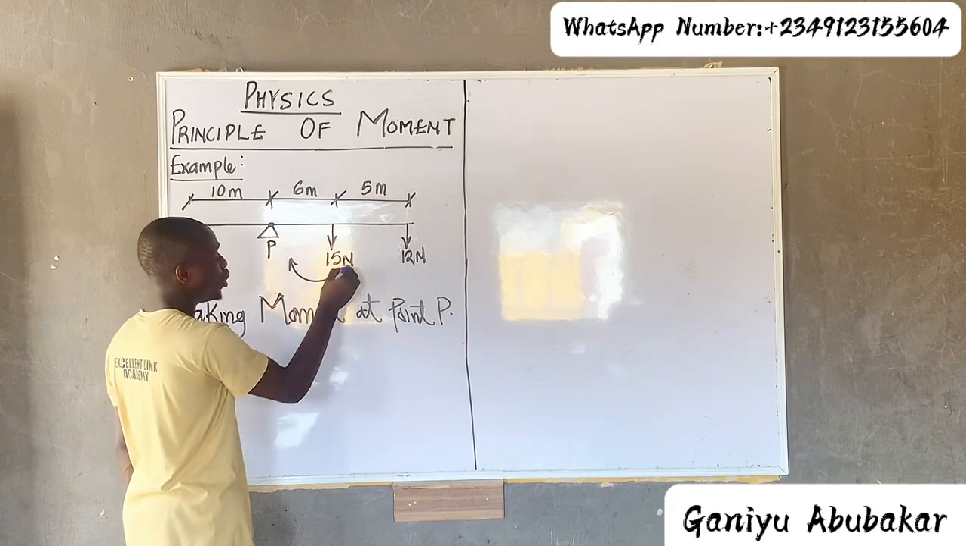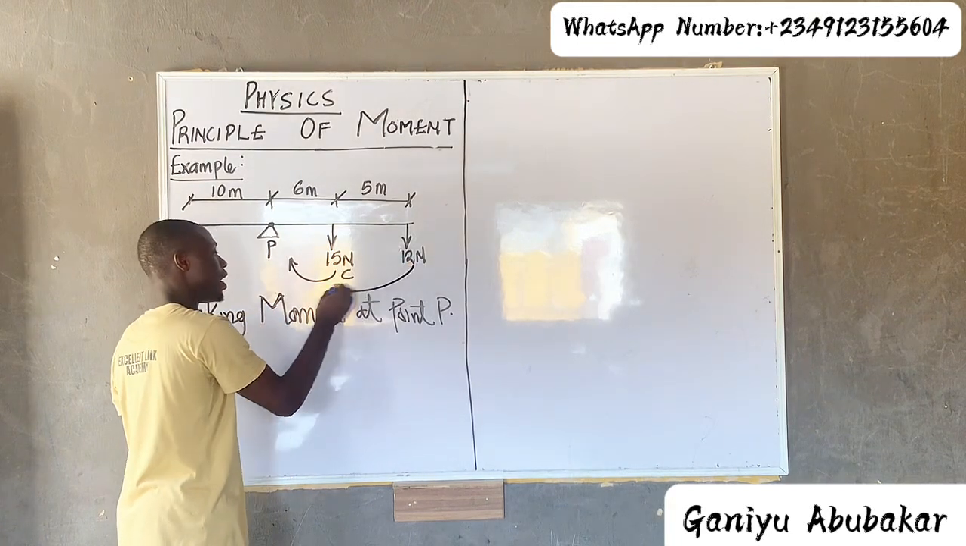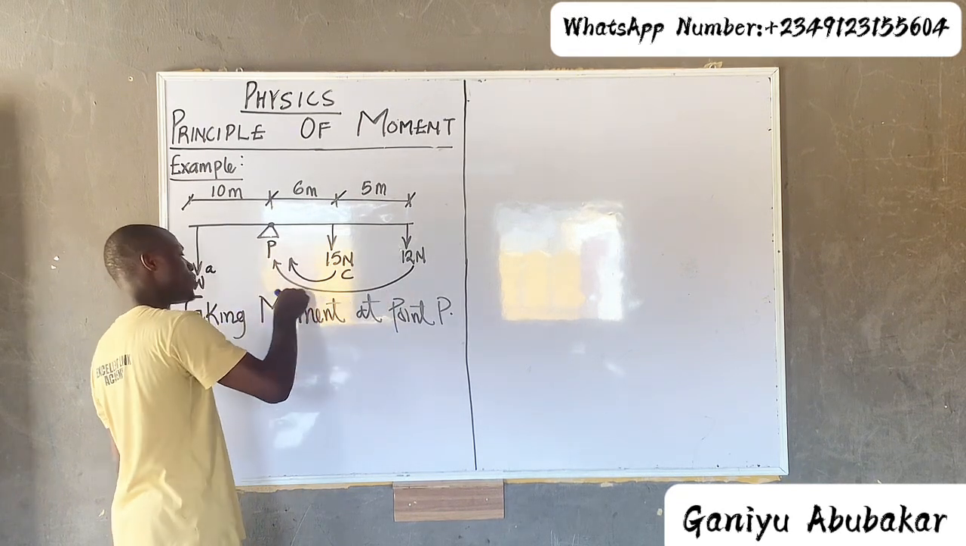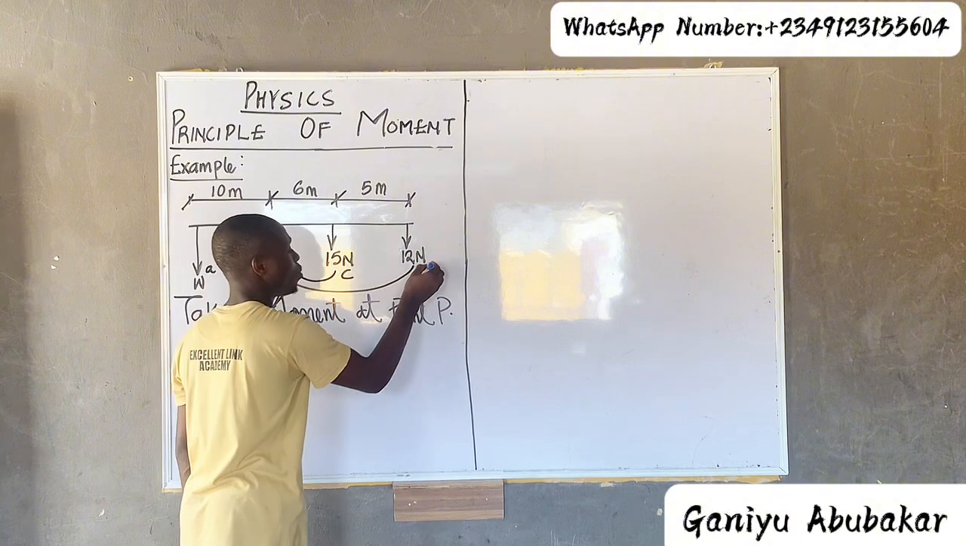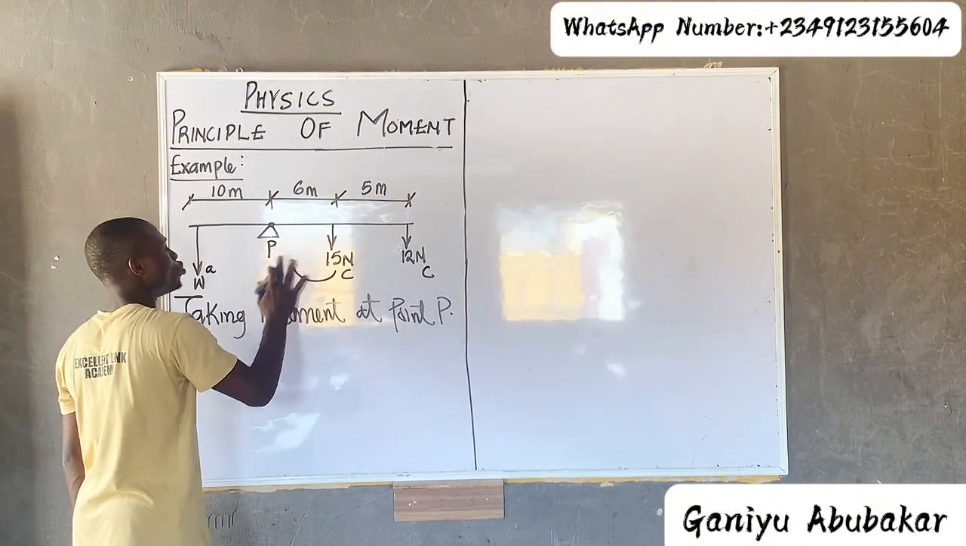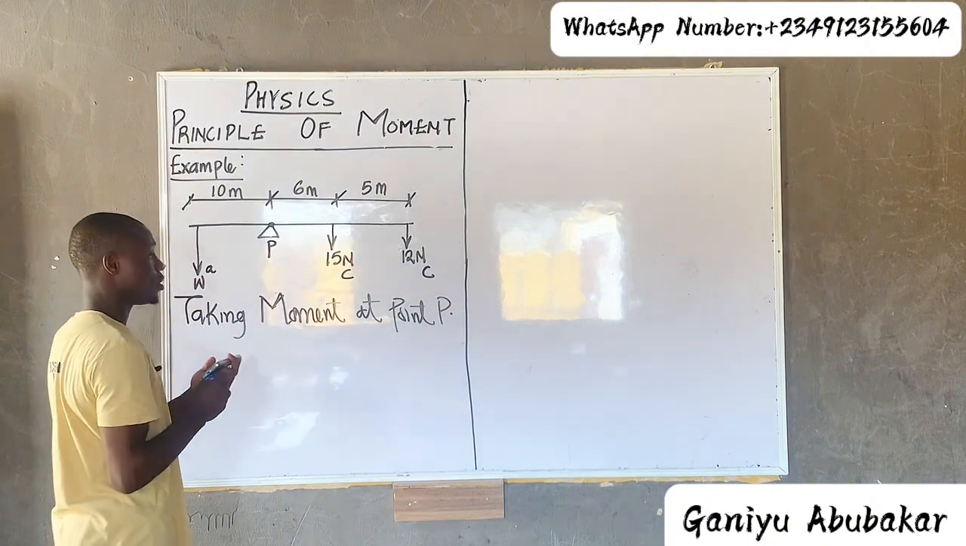Of course, clockwise. Let me call it C. This one too moves in a similar manner to point P this way. Let me call it C. So I've gotten the direction in which every force will move to the point I took moment, right?